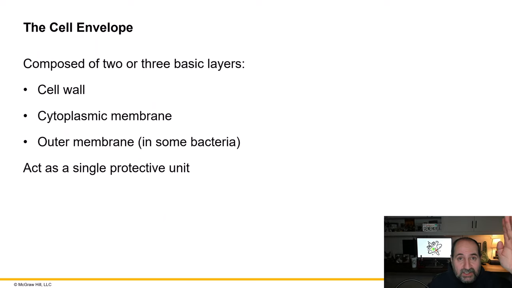Now, we've talked about appendages. We've talked about these layers outside of the cell. Let's go closer to the cell and talk about the cell envelope. The cell envelope is composed of two or three basic layers. This includes the cytoplasmic membrane. Remember, all cells have a cytoplasmic membrane. Most bacteria have a cell wall. That cell wall is made up of a component called peptidoglycan. And then some bacterium have an outer membrane as well. The gram-negative bacterium have an outer membrane. This is known as the cell envelope. You have the cell wall, the cytoplasmic membrane, and in gram-negative bacterium, you also have an outer membrane. Together, this cell envelope acts as a single protective unit.